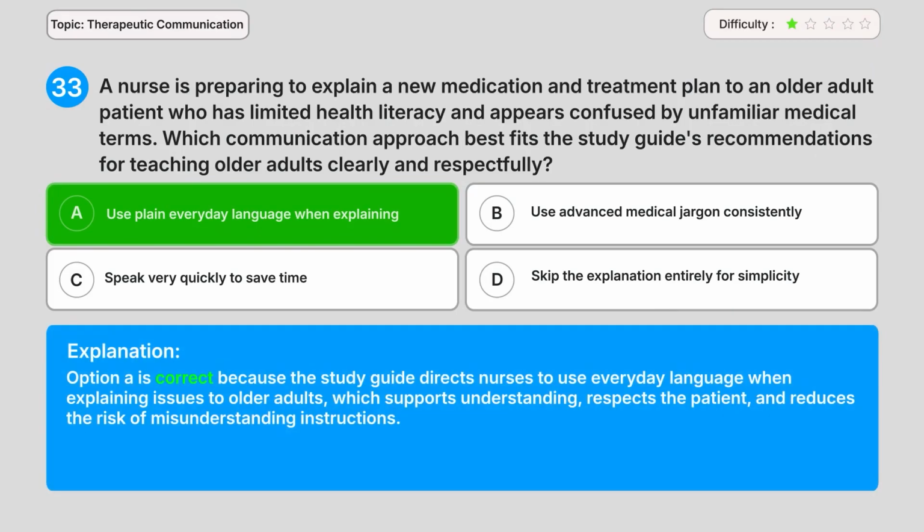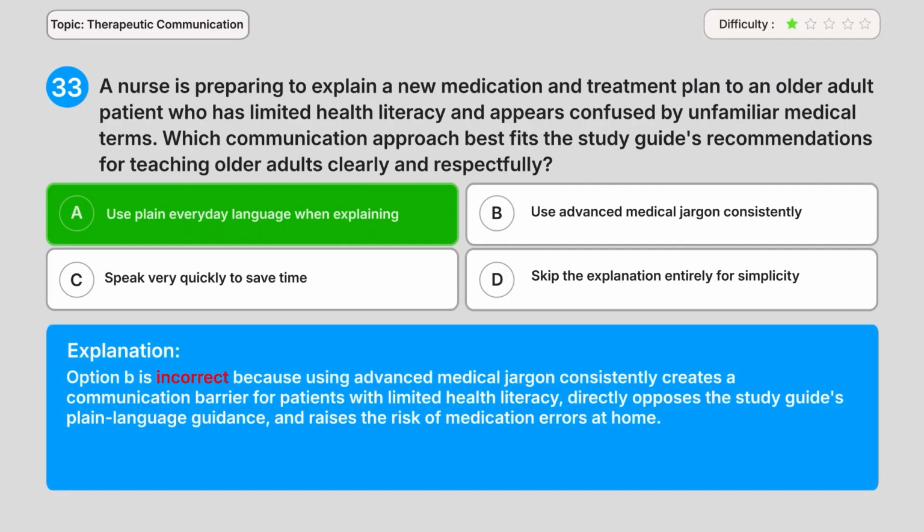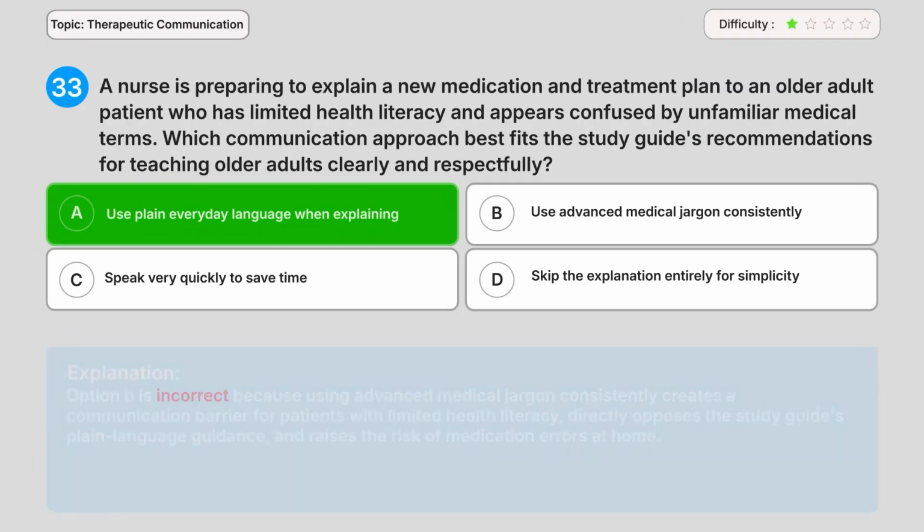Option A is correct, because the study guide directs nurses to use everyday language when explaining issues to older adults, which supports understanding, respects the patient, and reduces the risk of misunderstanding instructions. Option B is incorrect, because using advanced medical jargon consistently creates a communication barrier for patients with limited health literacy, directly opposes the study guide's plain language guidance, and raises the risk of medication errors at home.